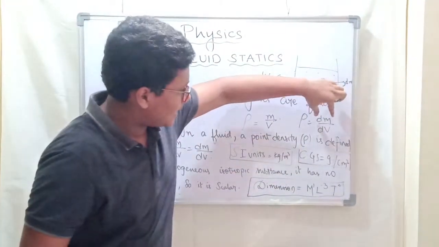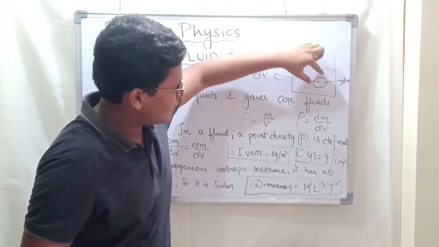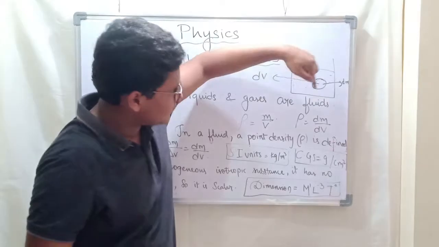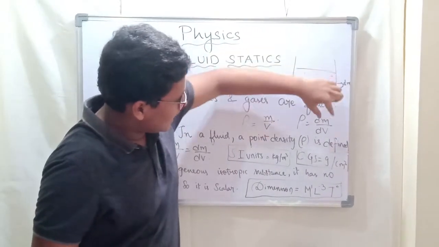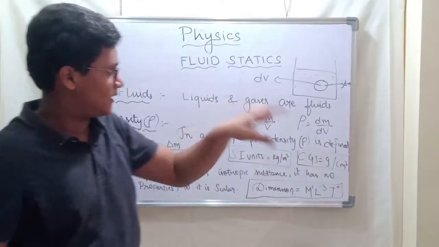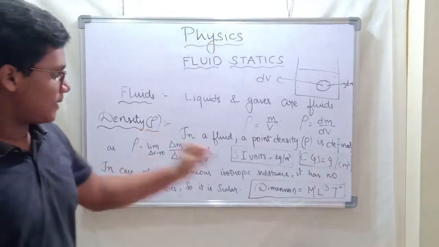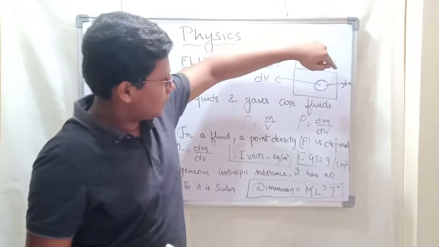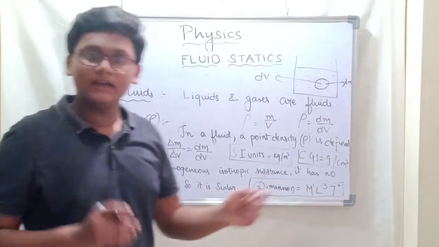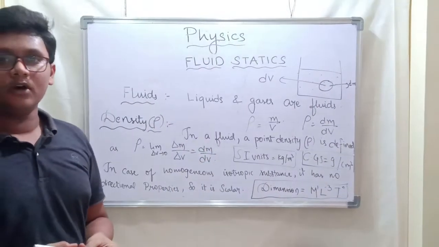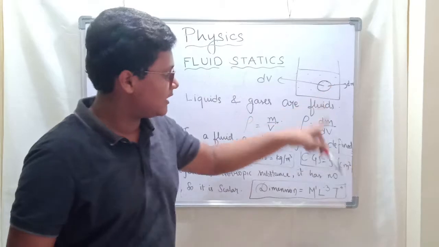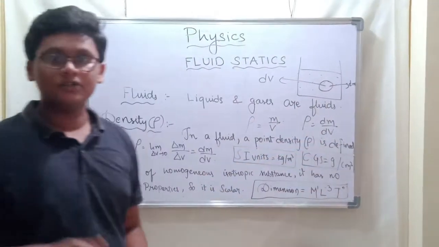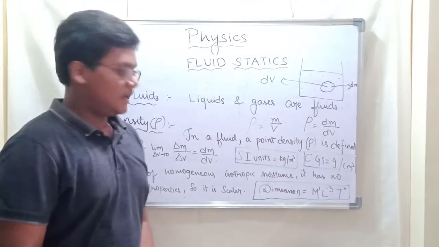Here m is the mass of the whole liquid, and dm is the mass of the small part which we take as that point part. V is the volume of the total liquid, and dV is the volume of that small part which we are taking. So dm by dV is equal to point density.